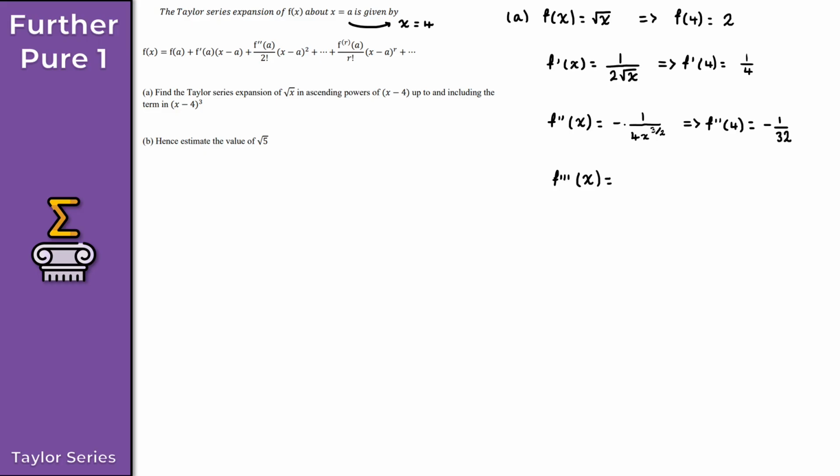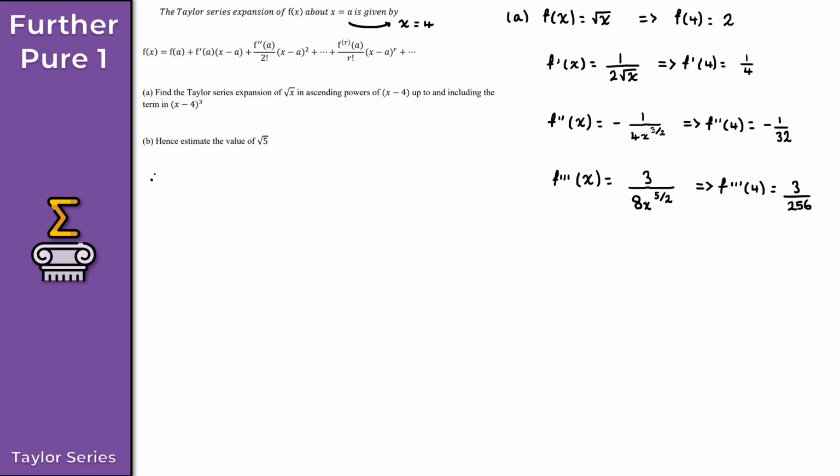And then finally, for the third derivative, just differentiate this with respect to x. If you do this correctly, what you should obtain is 3 all over 8x to the power of 5 over 2. Then don't forget to evaluate this at this point. So f prime prime prime at 4 is equal to 3 over 256. Okay?